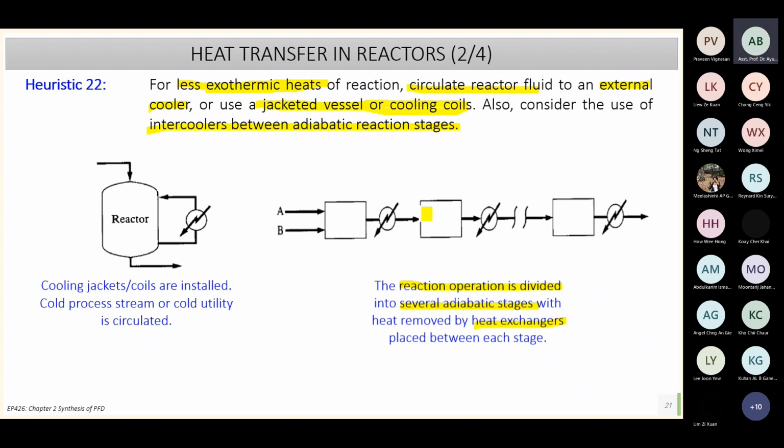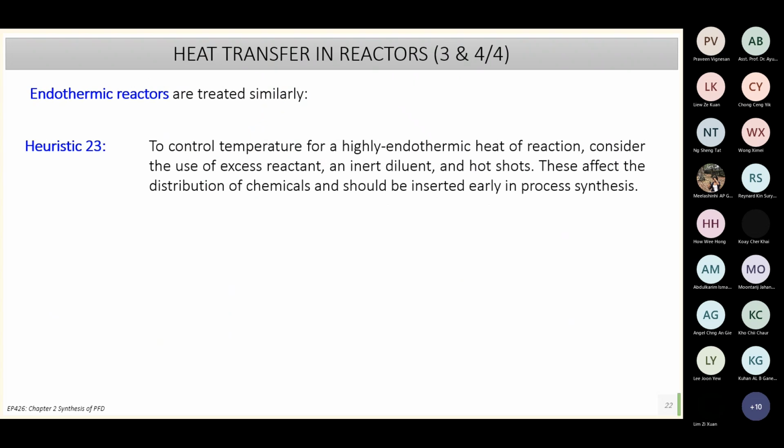The first one is highly exothermic. This one is less exothermic. Now the third and fourth are for endothermic. Similar concept, but vice versa. For exothermic, you need a cold shot. So for endothermic, you need hot shots, hot streams.